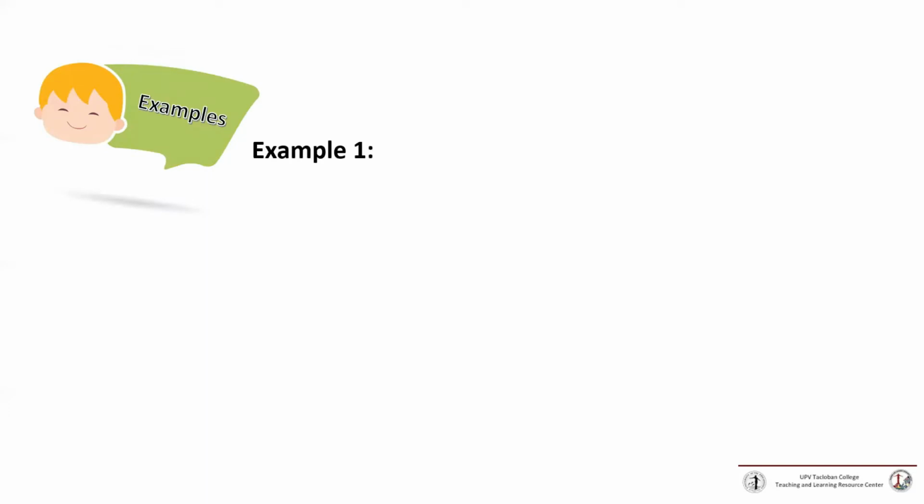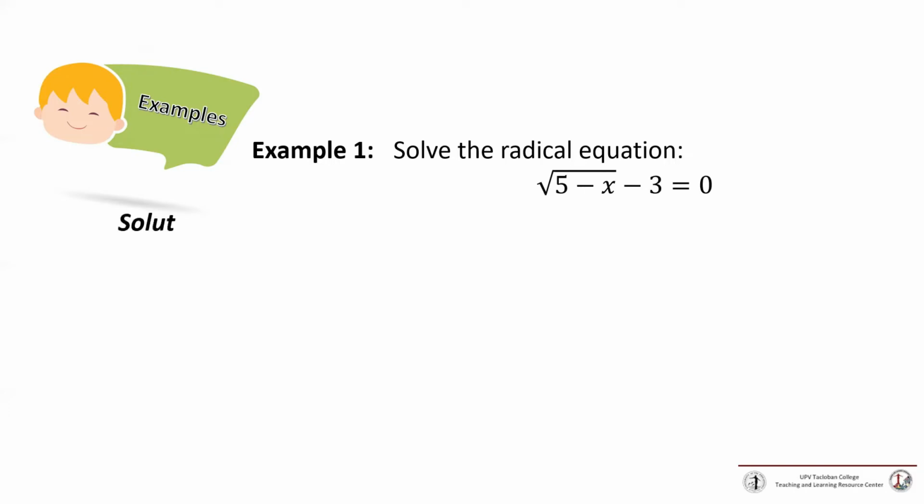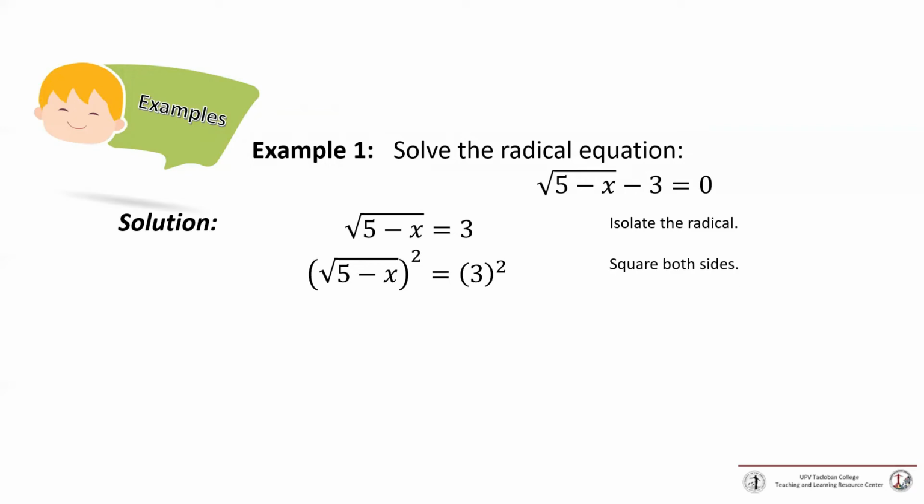So let's have example 1. Solve the radical equation: the square root of 5 minus x, minus 3, is equal to 0. Okay, so here's the solution. First, you have to isolate the radical. So we put the radical on the left side of the equation, that is, the square root of 5 minus x is equal to 3. And then next is to square both sides. Okay, raise to the nth power. And our power here is 2, that's why we square both sides.